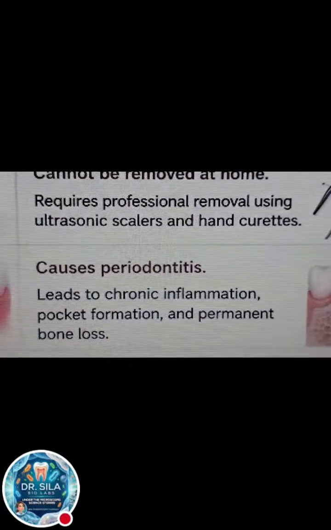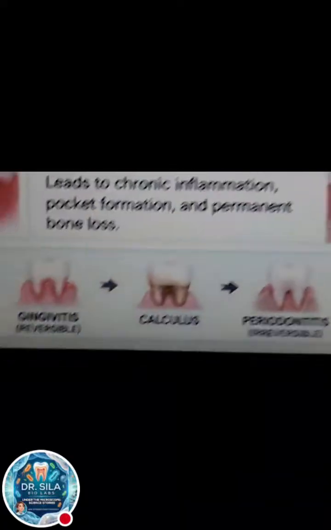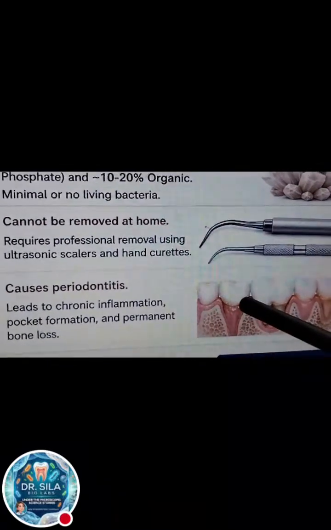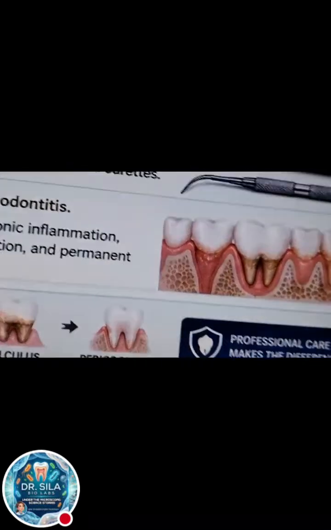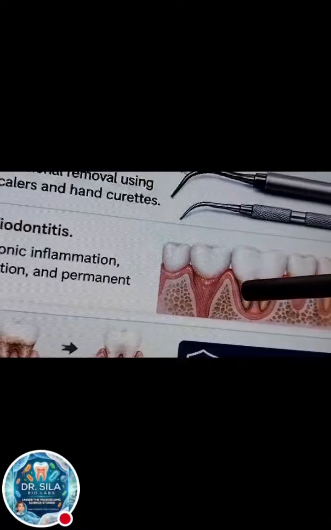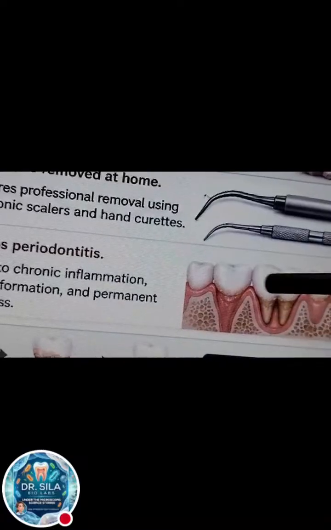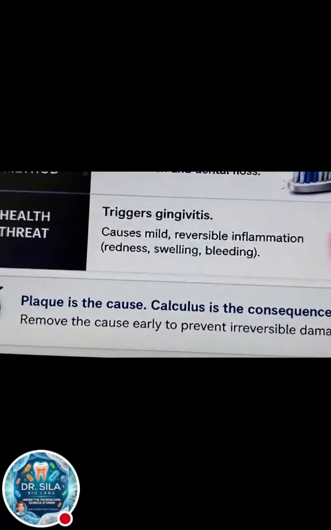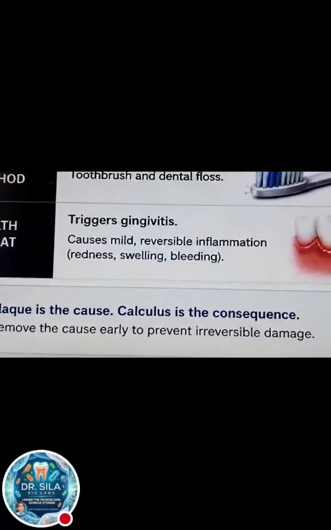But calculus causes periodontitis, which leads to chronic inflammation, pocket formation, and permanent bone loss. You can see what calculus is doing: chronic inflammation, periodontal pockets, and destruction of the bone. So plaque is the cause, calculus is the consequence. Remove the cause early to prevent irreversible damage.